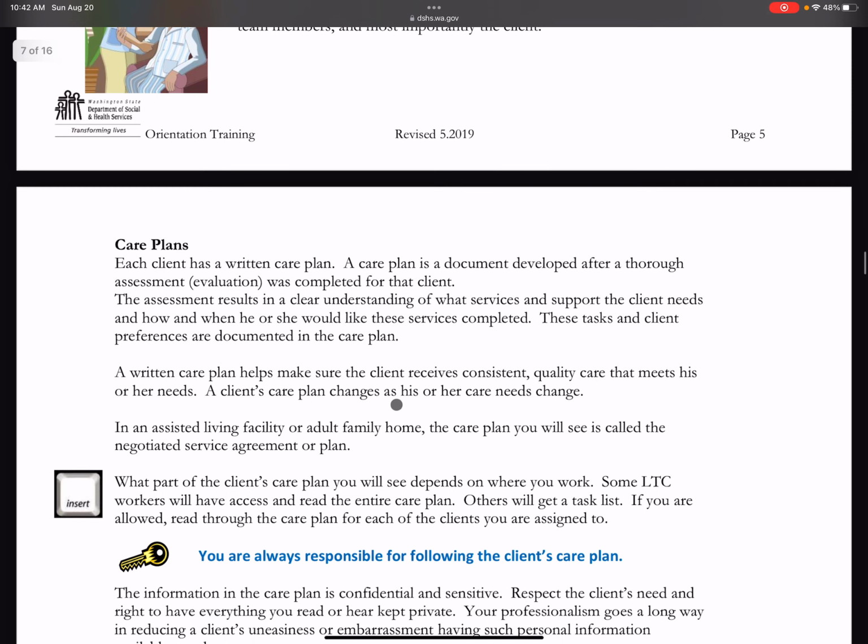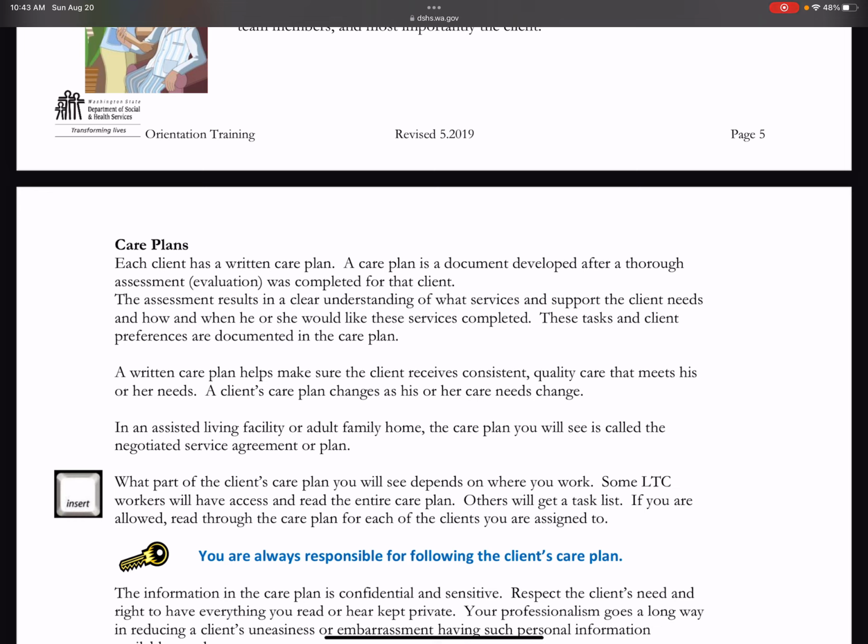Care plans are usually like information. Each client has a written care plan. A care plan is usually in assisted living, so you have to go there and ask where the care plan is located, and read what the care plan says about the client. That usually helps you to understand before you give care. A written care plan helps make sure the client receives consistent quality care. That means his or her needs. A client care plan changes as his or her care needs change.